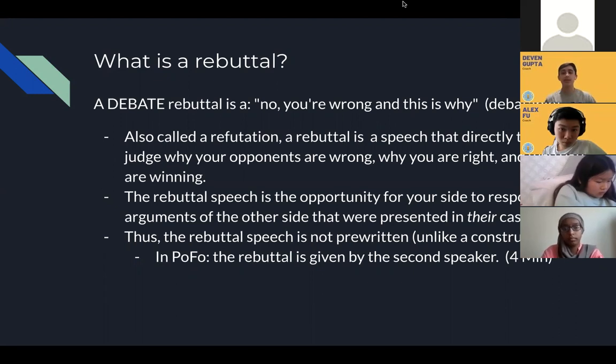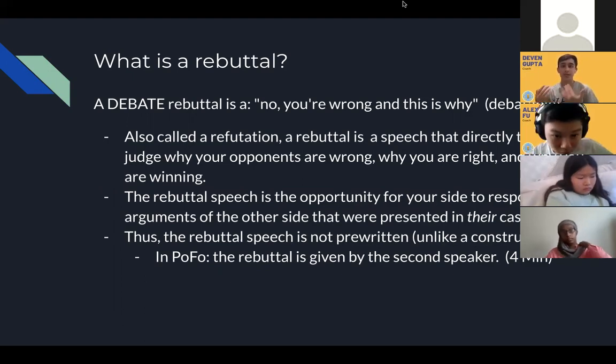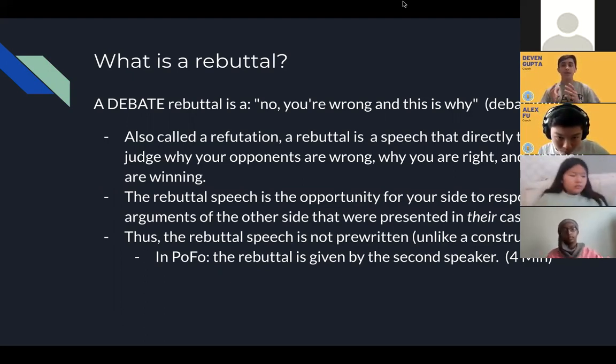The rebuttal speech is the opportunity for your side to respond to the arguments of the other side that were presented in their case. Thus, the rebuttal speech is not pre-written, unlike a constructive. The constructive and the arguments that we talked about yesterday are all pre-written. You write those before a debate round. These you do not write before a round. What you can do is write up some responses to what you think people are going to run, which we'll talk about later, constructing blocks in a block file. But to an extent, they're also made up on the spot because you don't know exactly what they're going to run.